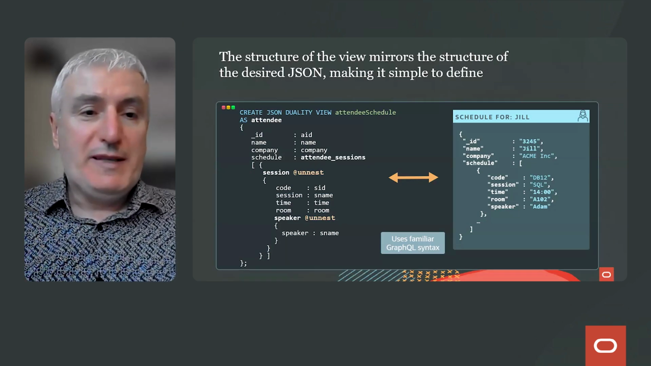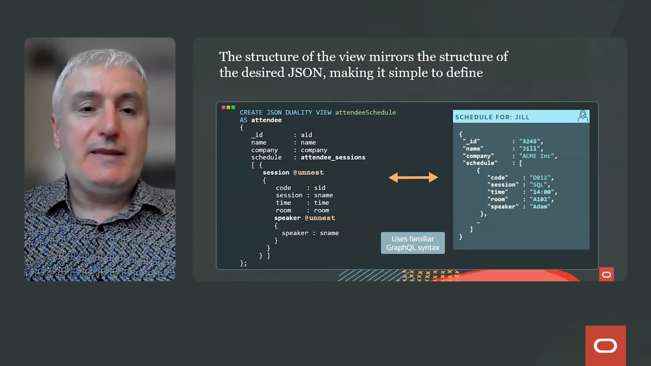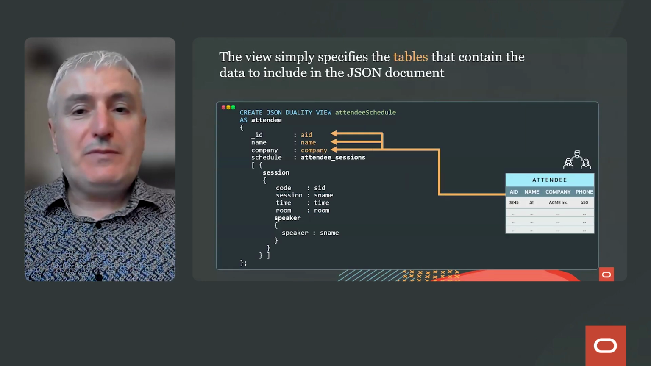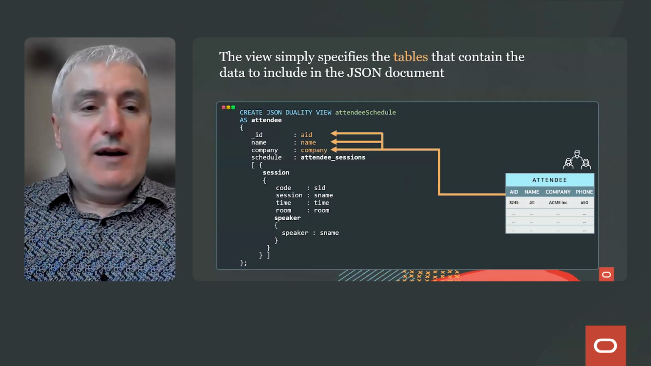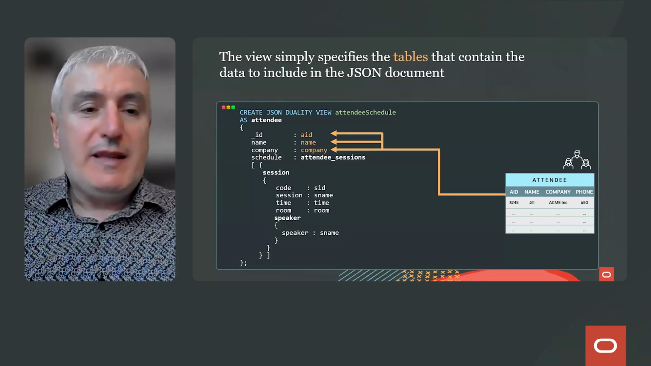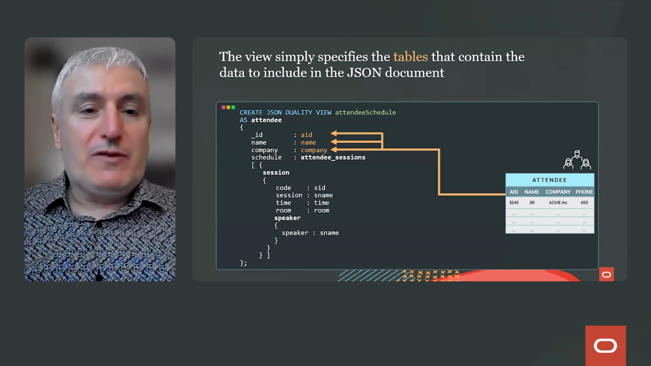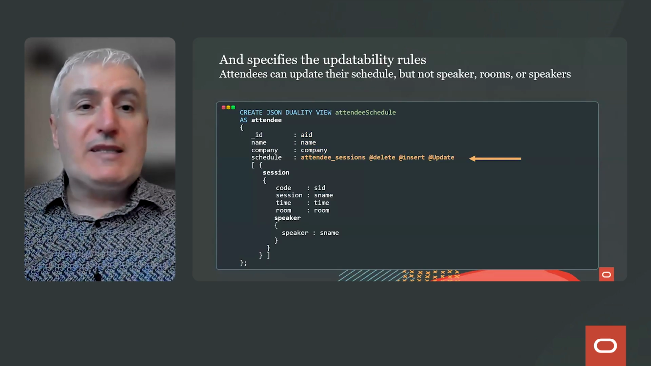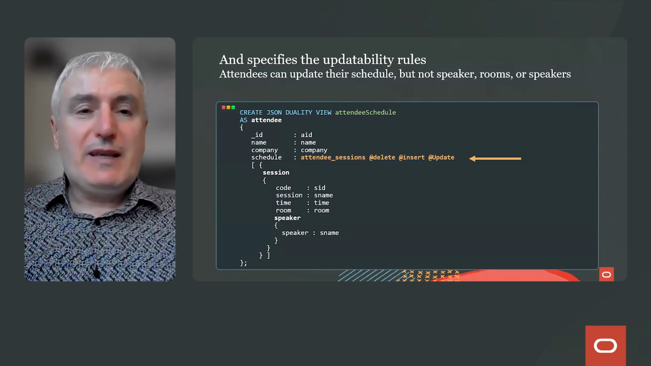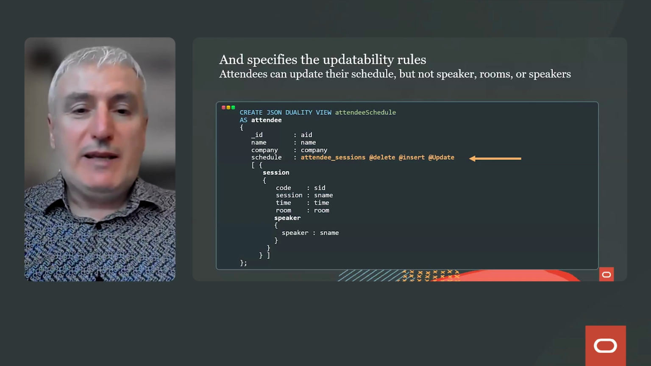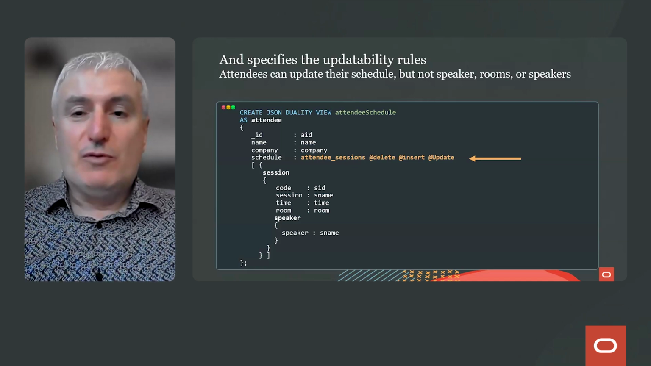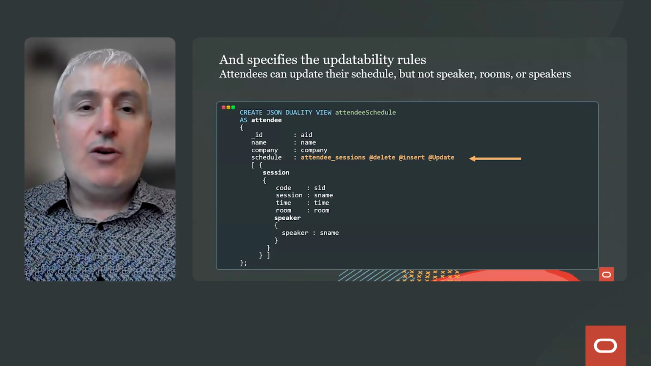Here, with this command on the left side, we're creating the attendee schedule. And we create it in the following way. We use the attendee table from which we extract the ID, the name, the company, and then the schedule from the attendee sessions. Here we can specify updatability rules, meaning the attendees can update their own schedule, look at the update clause, but they're not allowed to update speakers, rooms, anything else. They can update only their own schedule.